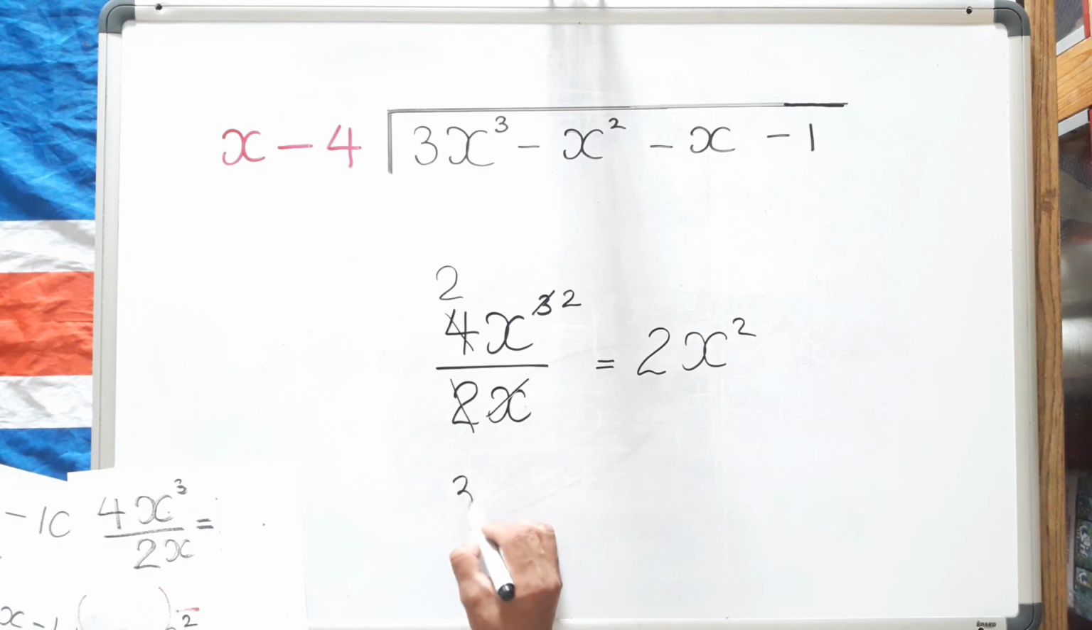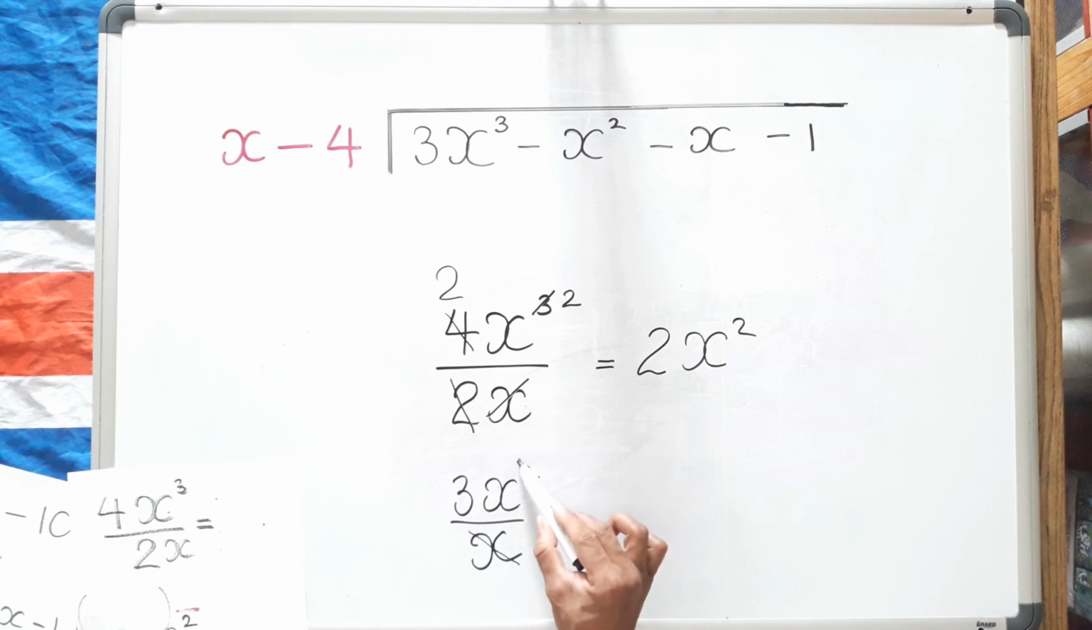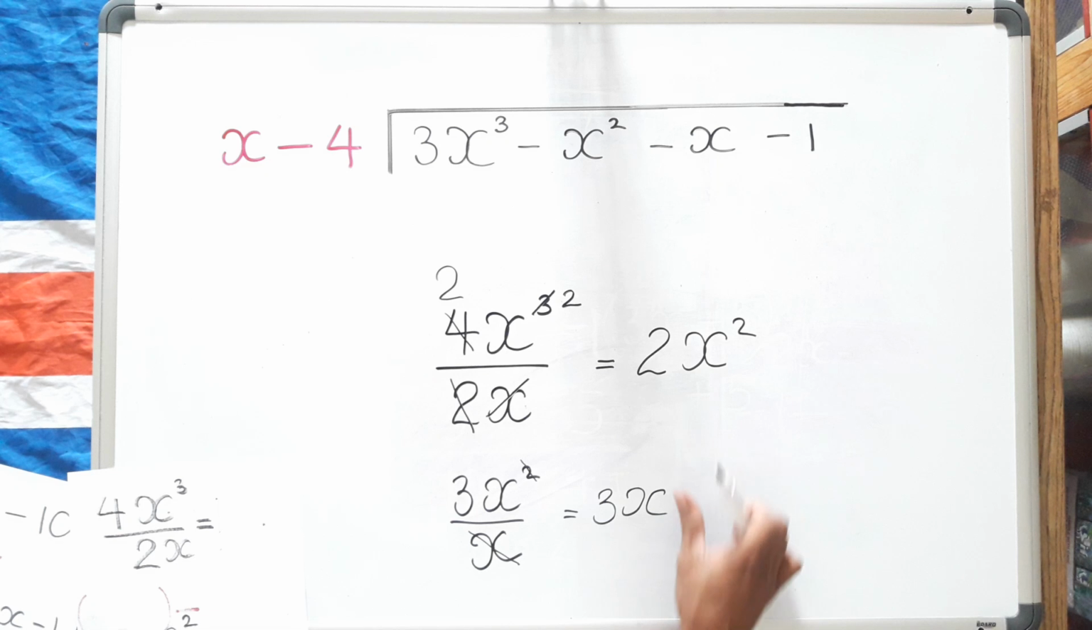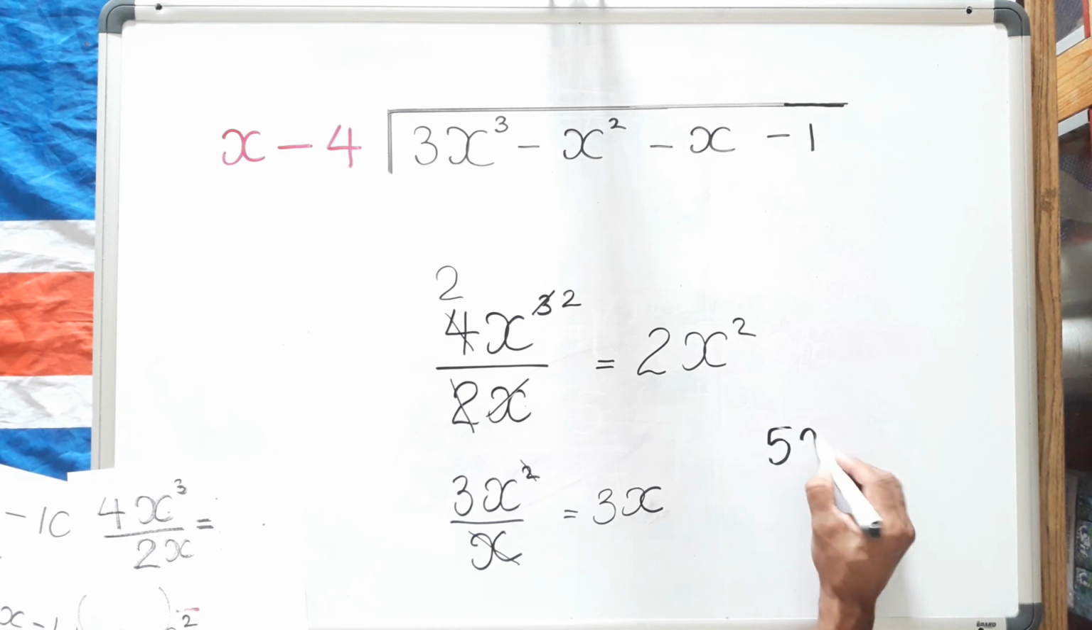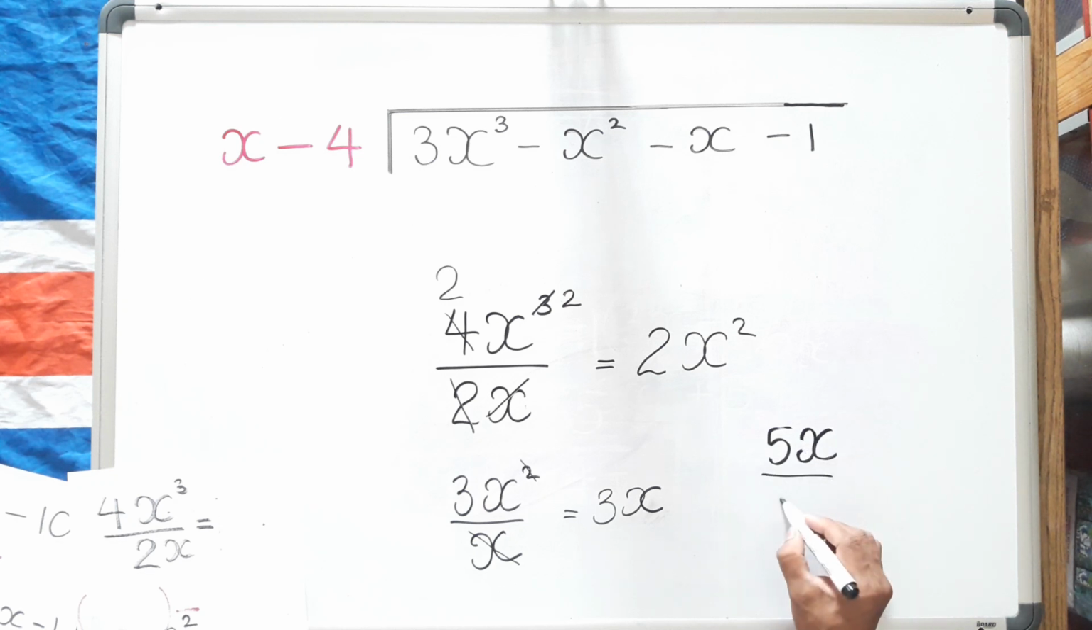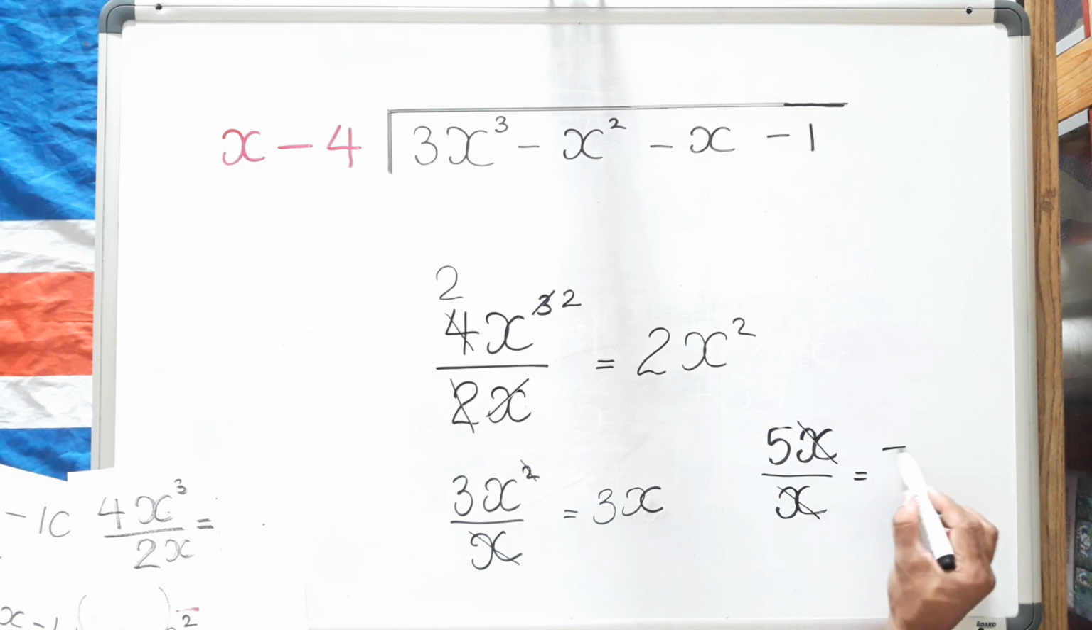Also, if we have 3x squared and we divide it by x, x will cancel with one of these x's to give us 3x. Just one more example before we get started. If we have 5x divided by x, this x will cancel out with this x to give us 5.